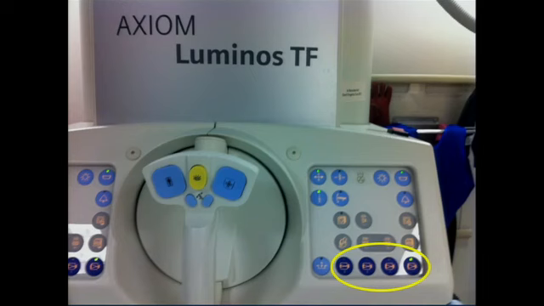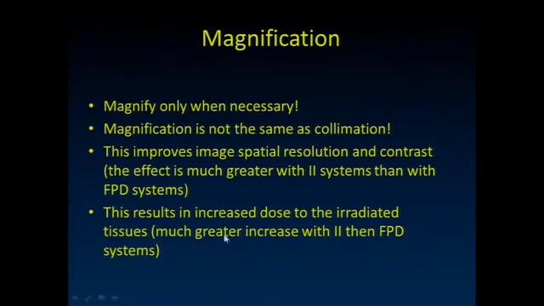So only magnify, I always say to the residents, right? Magnification is not the same as collimation. Right? If you can see the structure well without magnifying, collimate in on it aggressively. Don't just magnify up on it, okay? And that'll help keep the dose as low as possible. I think I mentioned all these things.